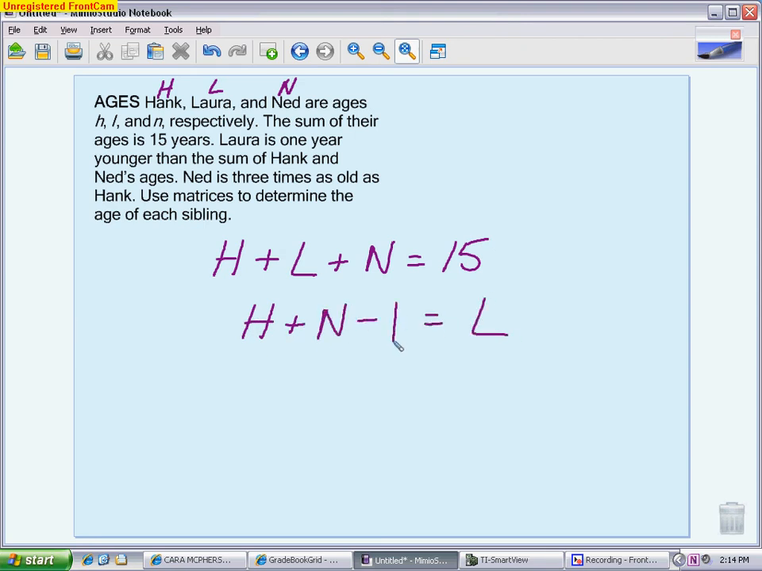So this is how the equation is going to look. We're going to take Hank's age and Ned's age, subtract 1. That gives us Laura's age. So it comes up with a way to write an algebraic sentence from the verbal sentence. And then finally, the next sentence says that Ned is 3 times as old as Hank. So if I take 3 times Hank's age, I get Ned's age.